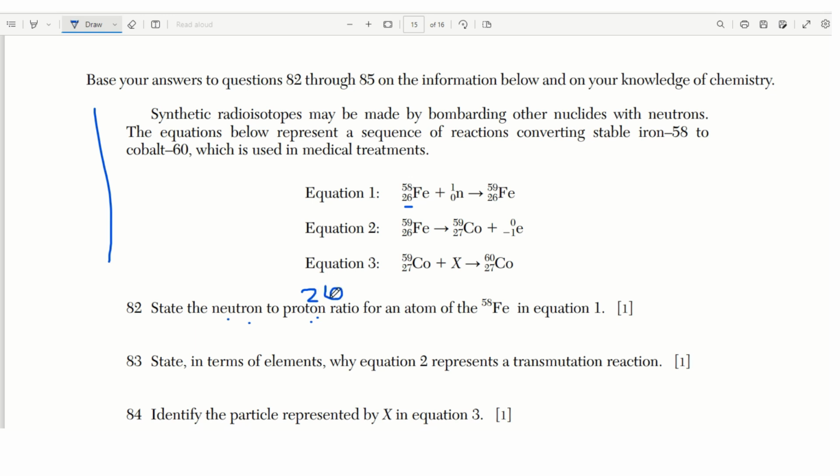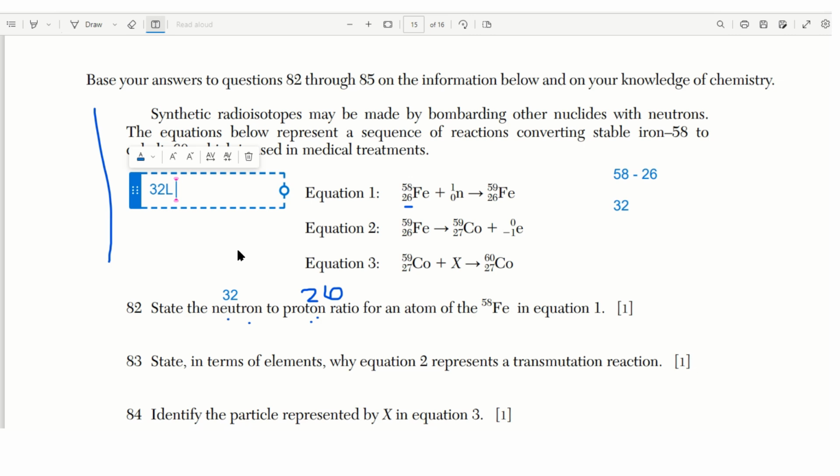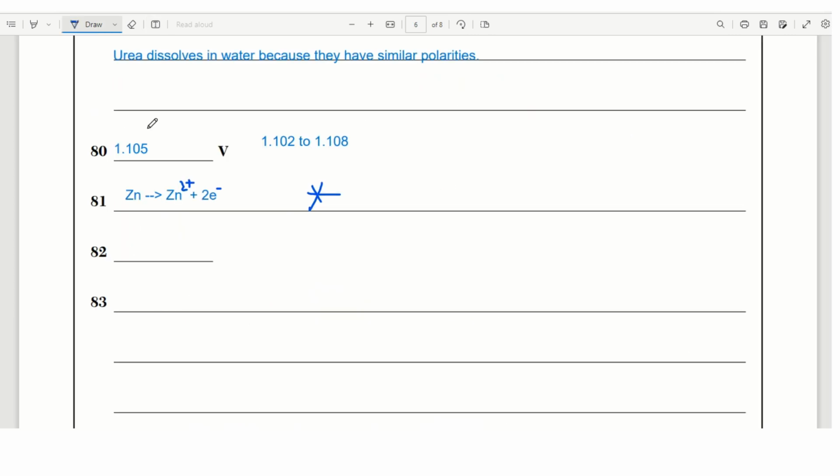How many neutrons are there? Well, I need to do math. So I have to do 58 minus 26. What does that equal? 32. So the ratio of neutrons, which was 32, to protons, 26. So 32 to 26. That is the ratio. I can reduce it because I can divide both of those by 2, which is going to be 16 to 13. All right, so my answer for 82 is going to be 16 to 13.